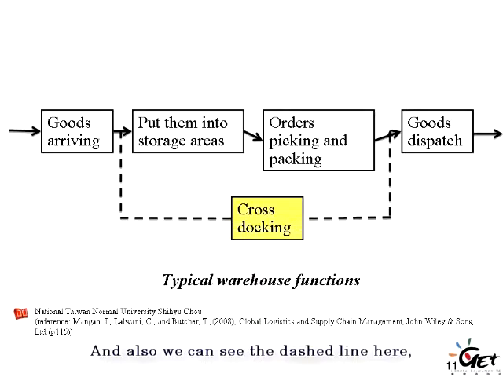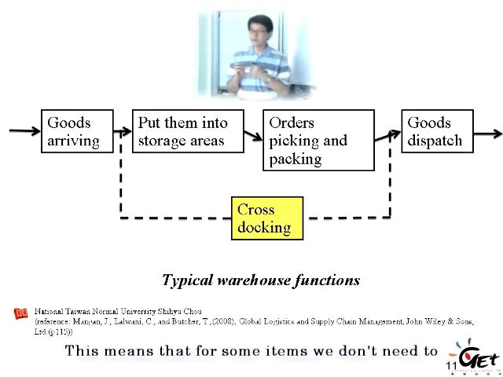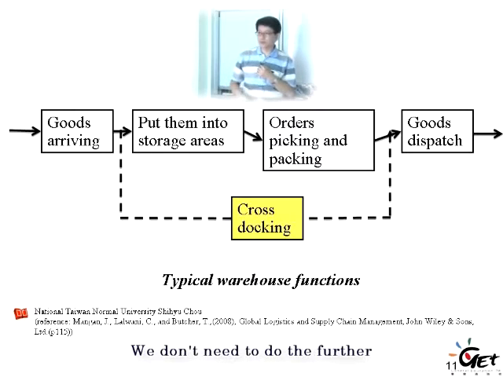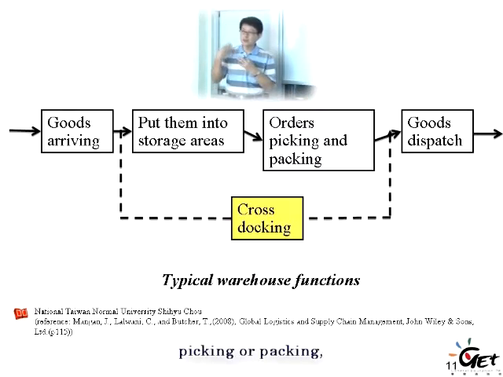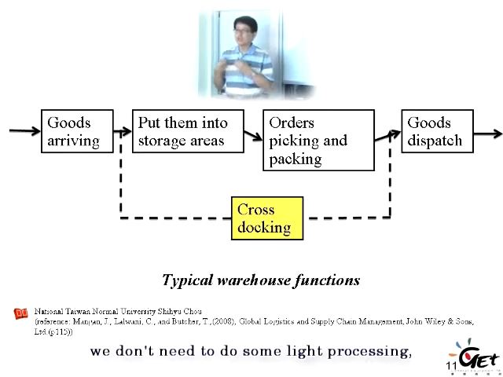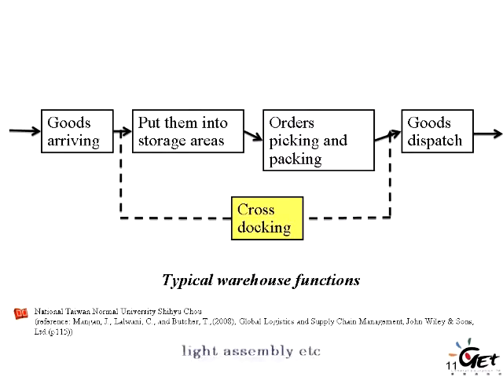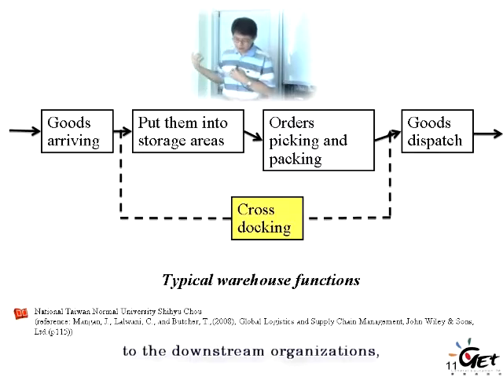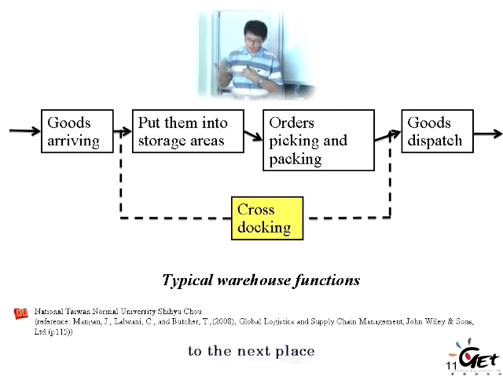Okay. And also you can see the dashed line here. What does this mean? This means that for some items, we don't need to put these items in the storage areas. We don't need to do further picking or packing. We don't need to do some light processing like assembly, etc. Then, of course, for these items, you just directly receive the items from suppliers and then move these items to the dispatch areas and wait for the trucks to transport these items to the downstream organization, to the next place.